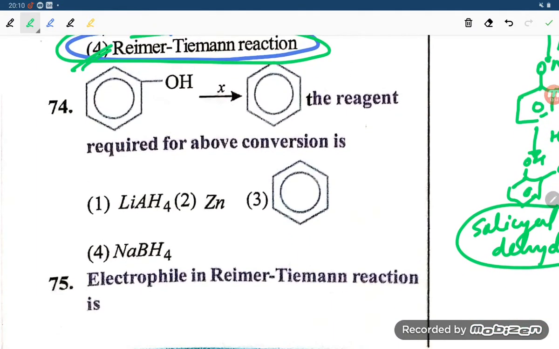Now let us move to question number 74. Phenol reacts with X, and this one. So zinc is the reagent, student, which on reaction with phenol reduces phenol into benzene. Zinc reduces phenol into benzene. So the correct option for question 74 is number 2.